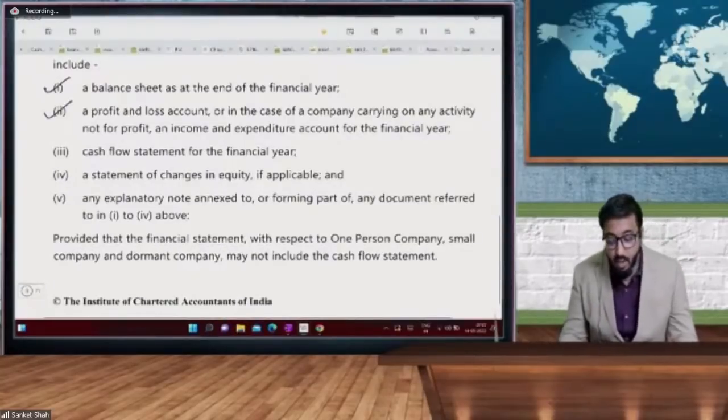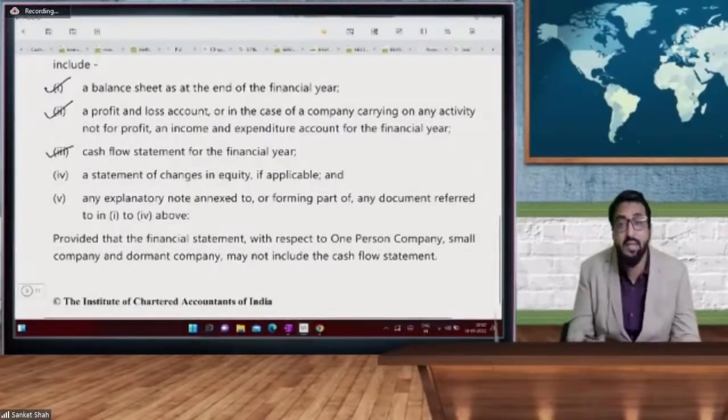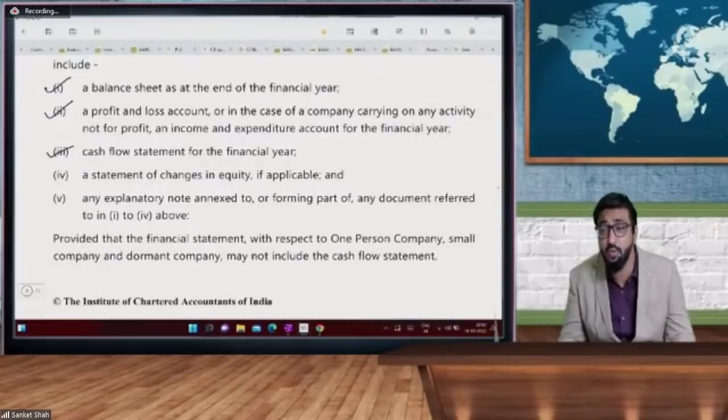Then the profit and loss account. In case of a company carrying on an activity which is not profit making, it is an income and expenditure account. The third statement is cash flow. You have heard this word cash flow, but we are going to see it in Unit number 2, the next chapter of our session.